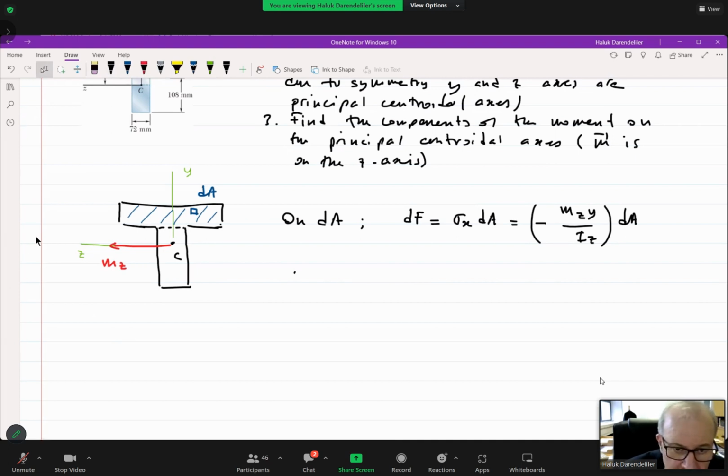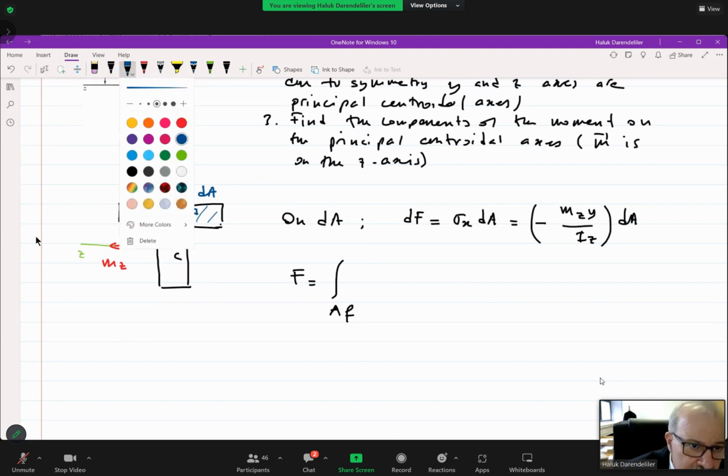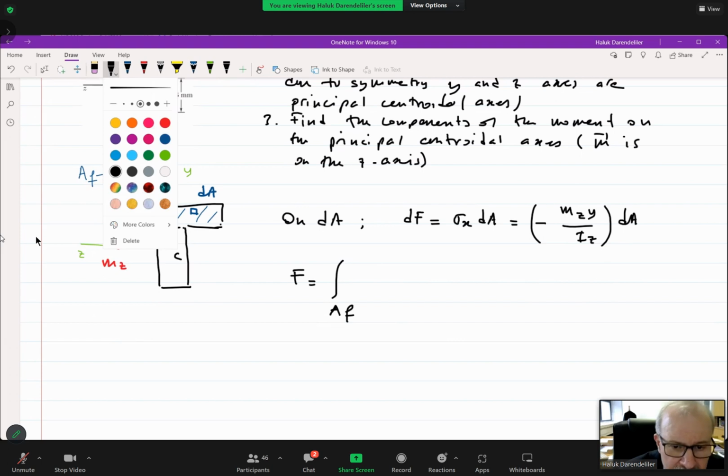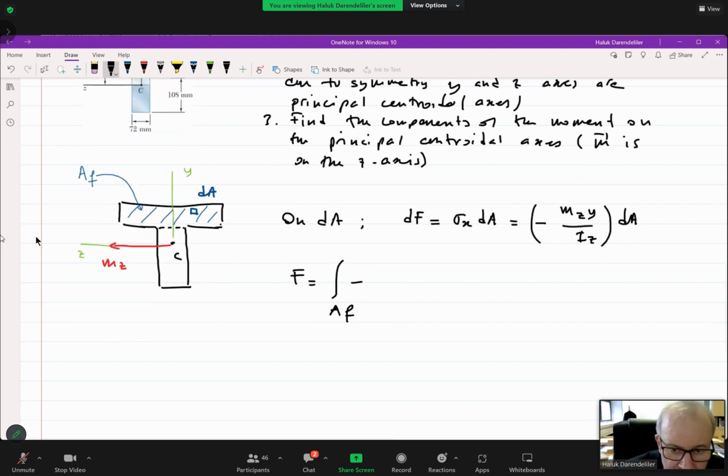Okay, so F is equal to the integral over the area AF. So say that, look, this cross-hatch area, I mean, this area, let us designate it as a flange. The flange area, okay, a part of the cross-section, not all. Anyway, on the AF, I have minus Mz y over Iz times dA. Well, it's equal to minus Mz, which is a constant, over Iz times the integral of y dA.